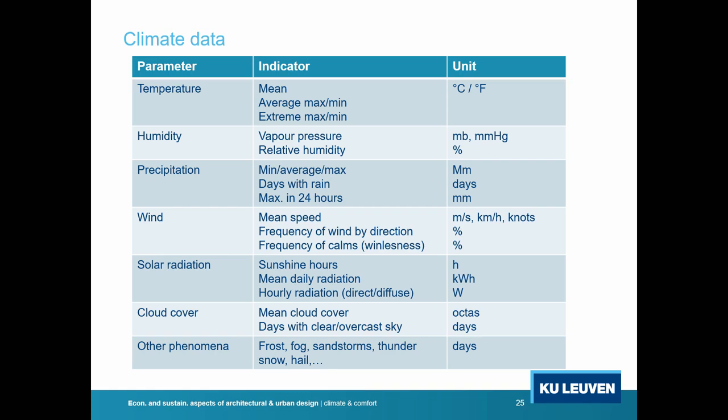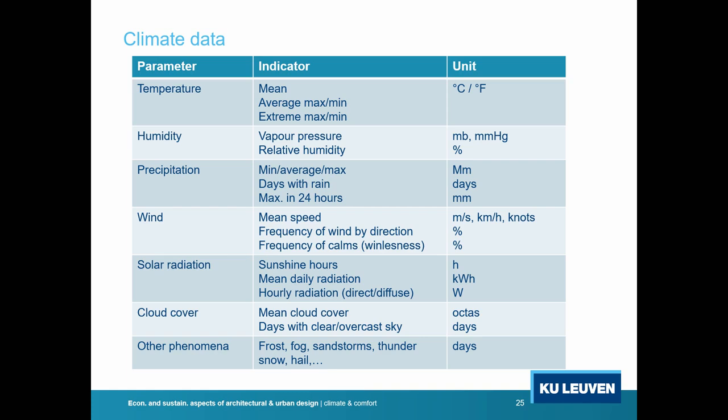And then the solar radiation can be in numbers of sunshine hours per day, for example, but can also be in energy really, so kilowatt hours, daily radiation, or even hourly radiation. So how many watts do we receive in each hour? And we typically differentiate between diffuse and direct. So direct radiation is just if you draw an arrow from the sun to you, that's a direct radiation.